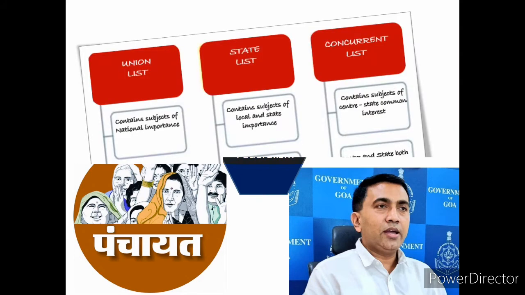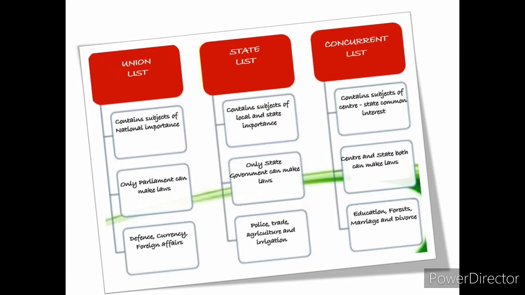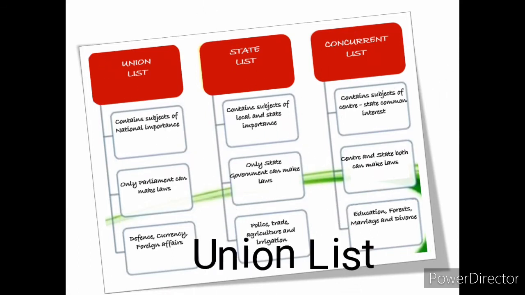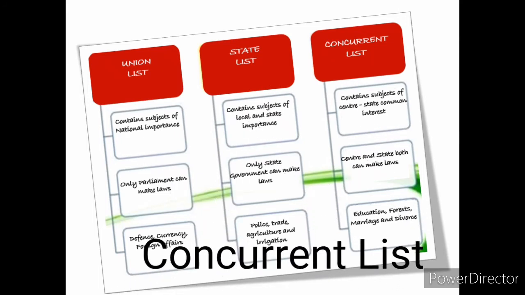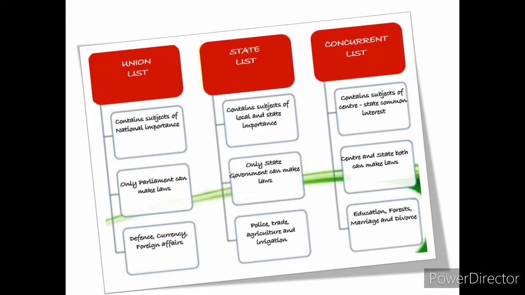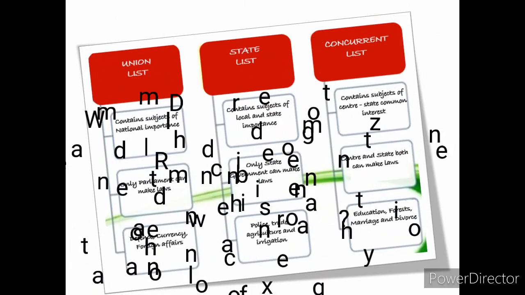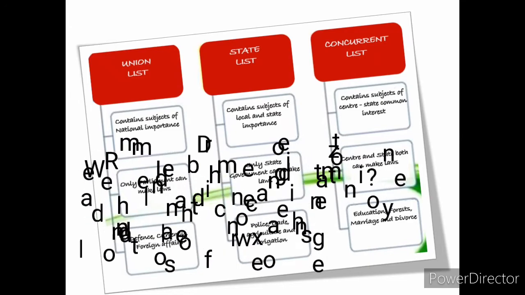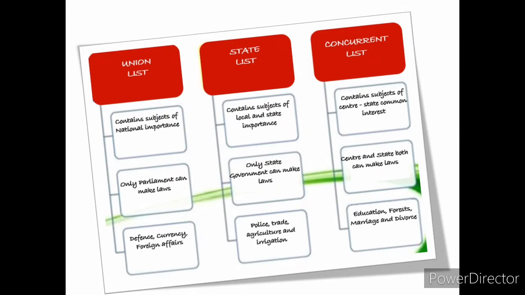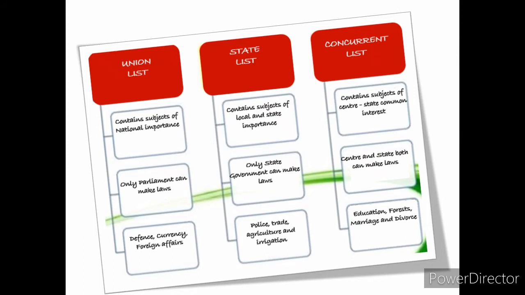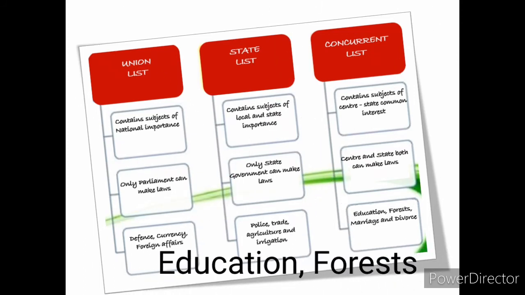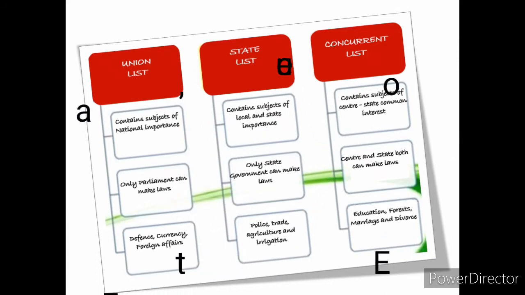Another aspect of federalism is that legislative powers are shared by the union government and the state government. Basically, these powers are distributed into 3 lists. There is the union list, the state list, and the concurrent list. The union list contains subjects of national importance, and only the parliament has power to make laws regarding these subjects, such as defense, foreign affairs, currency. The state list contains subjects of local and state importance, and here the state government can make laws according to its local needs. And in the concurrent list, there are subjects that are of common interest to both center and state, and both are involved in making laws on subjects in this list.